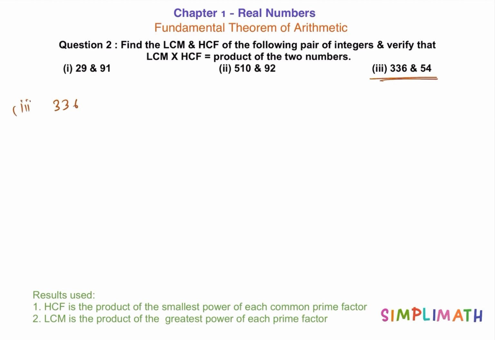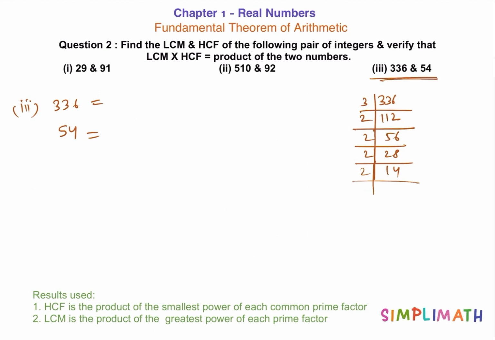336 and 54. Now let's do the prime factorization of 336. If we divide by 3, we get 112. Then by 2, we get 56. Again by 2, we get 28. Again by 2, we get 14. Again by 2, we get 7. Then divide by 7, we get 1. Okay, so 336 can be written as 2 comes 4 times, right? So 2 to the power 4, 3 to the power 1, and 7 to the power 1, right?